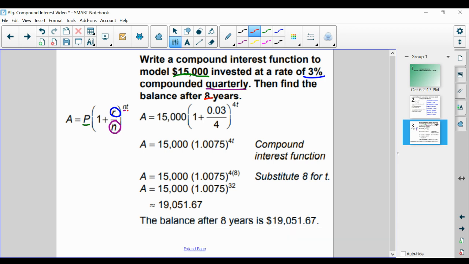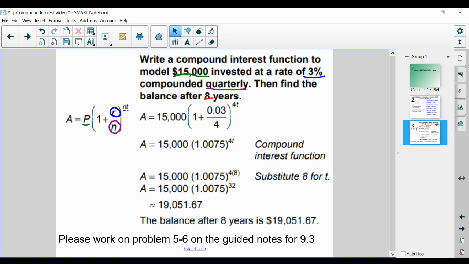With this in mind, please work on problems 5 through 6 on the guided notes. Again, this is for section 9.3. So we should be working on problems 5 through 6 on the guided notes for 9.3.